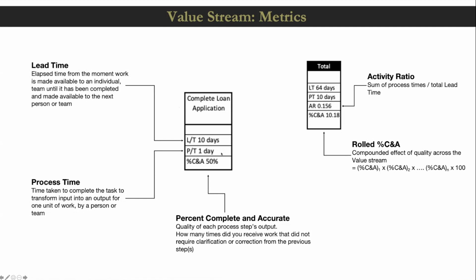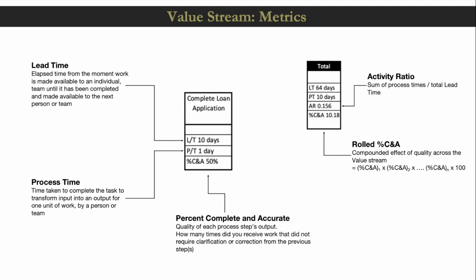In addition to that, we also want to capture the quality aspect, which is demonstrated by the percentage complete and accurate step. How many times did you have to go back a step or multiple steps because you needed the input to be corrected or if there was some clarification needed on that input? The percentage C&A, depicted in the percentage format, indicates the number of instances you had to go back.